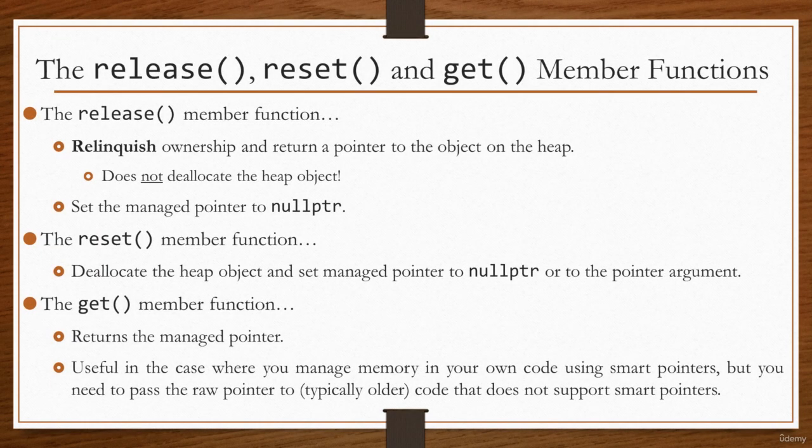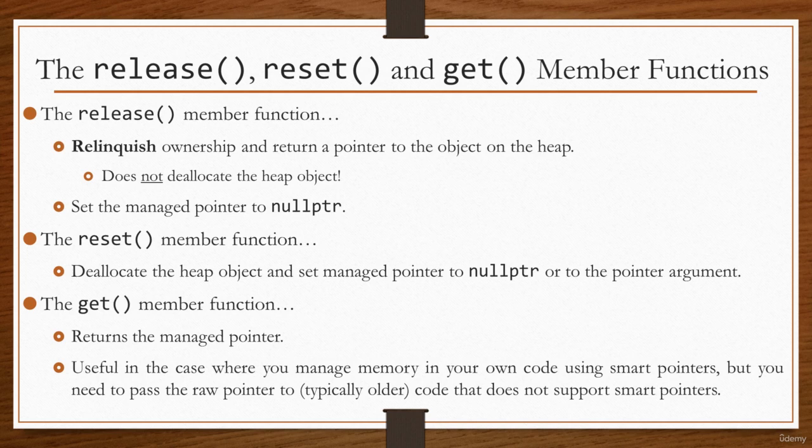As a summary on the release, reset and get member functions, the release member function is going to relinquish ownership and return a pointer to the object on the heap. The release member function does not deallocate the heap object. Okay, it basically passes off management to another pointer, typically a raw pointer, and it will also set the managed pointer to null pointer. The reset member function, on the other hand, is going to deallocate the heap object and set the managed pointer to null pointer or to the pointer argument. Then we also have the get member function, which is simply going to return the managed pointer, in other words the address, stored in the pointer member that the object manages.